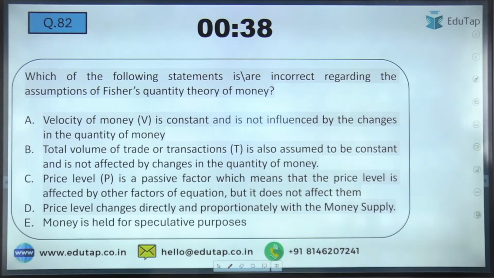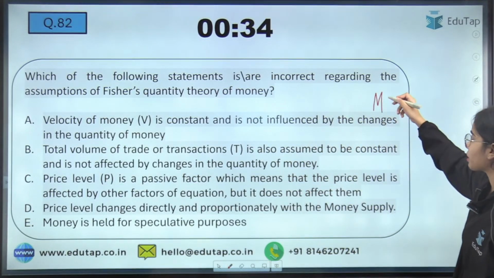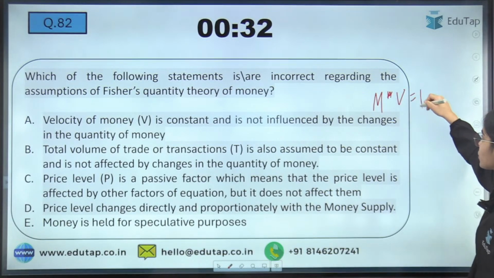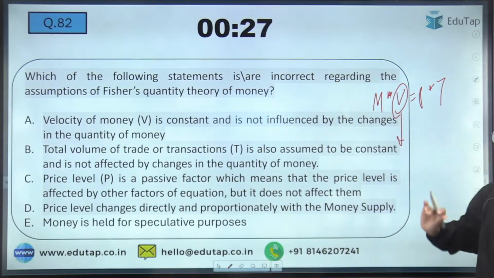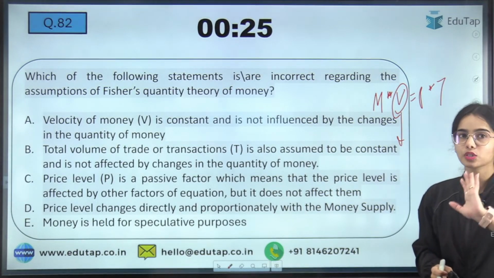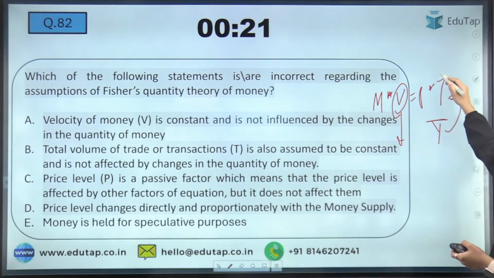Now try to answer question 82. As per the Fisher quantity theory of money, the Fisher equation is money supply multiplied by velocity is equal to price level multiplied by transactions. He was a classical economist, so he said velocity is constant and output is at full employment. So your transactions are also constant.